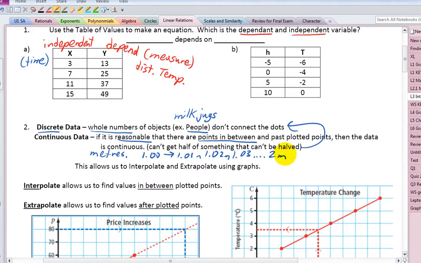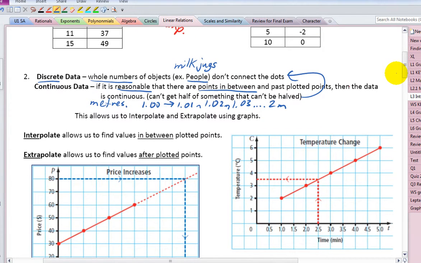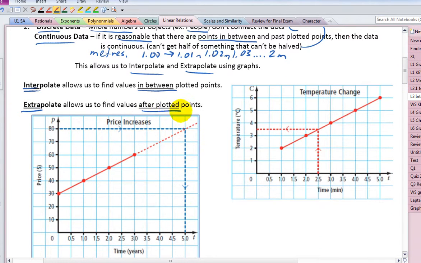Any questions? Now, even sometimes for discrete data, we do connect the dots if we have super large numbers. You know, if we're buying like hundreds of jugs of milk, in between 100 and 200, there is 101, 102, 103, 104. Okay, so that would make sense to connect the dots. So, for continuous data, we can interpolate and extrapolate. Interpolate is in between plotted points. Extrapolate is after plotted points, or they're basically extra points.